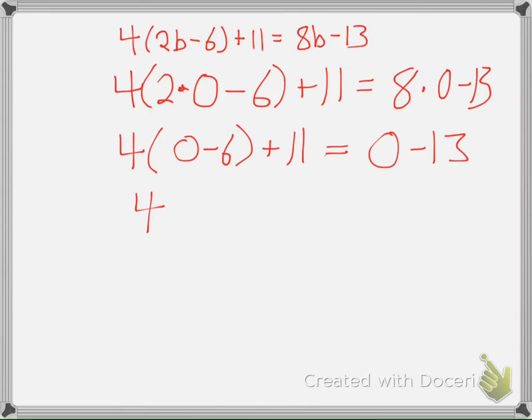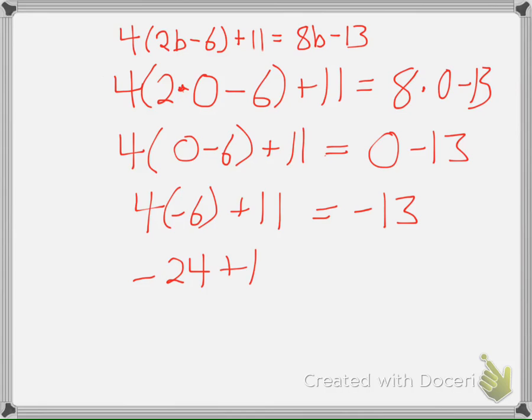Over here I have 4 times negative 6 plus 11. 0 minus 13 is negative 13. 4 times negative 6 is negative 24. Negative 24 plus 11 is negative 13. So once again, the two sides come out equal. So you can see both 0 worked and 2 worked, which really means any number will work.